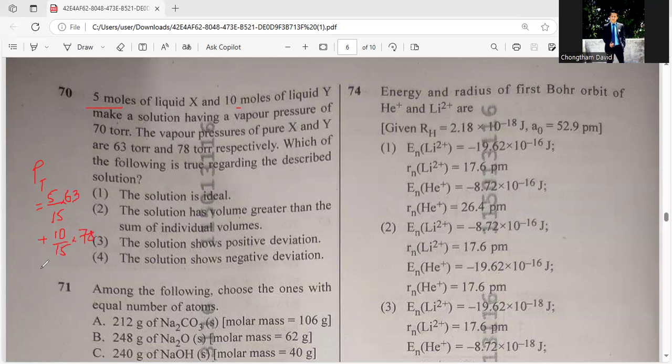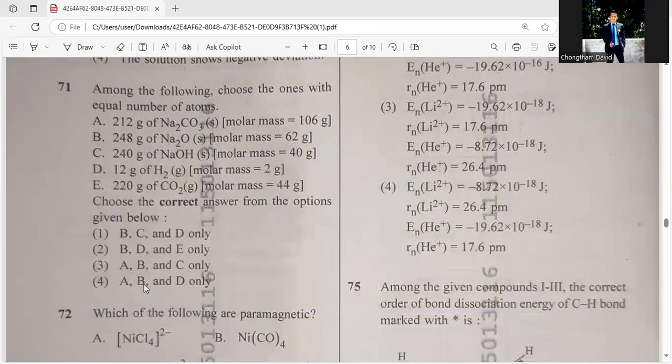78. So cancel this, 5 by 3, 21. The answer will be 21 plus 52, 73. 73 is more than 72, so it has negative deviation. Question number 70 will be option 4.